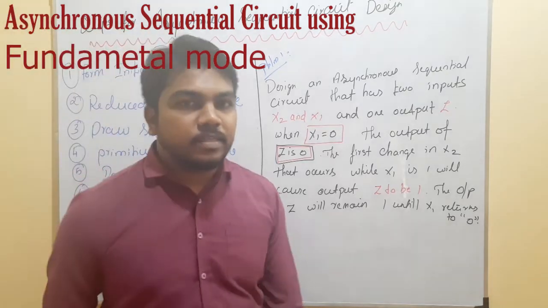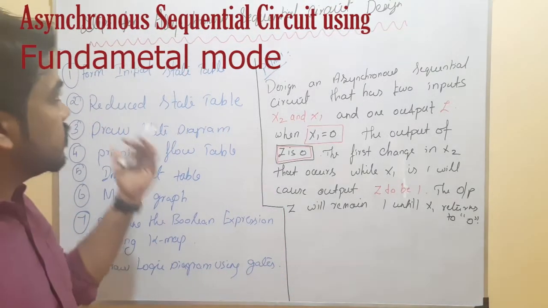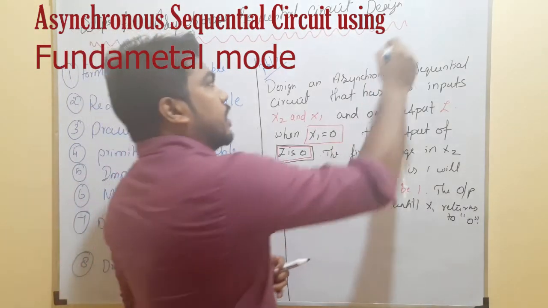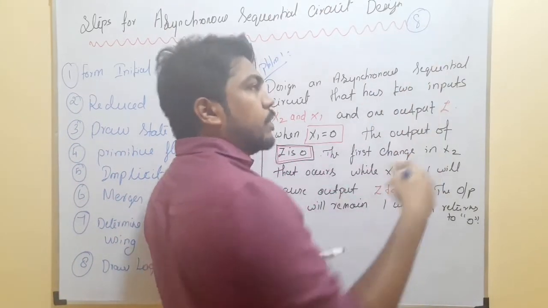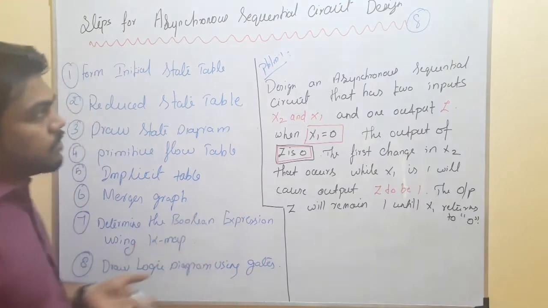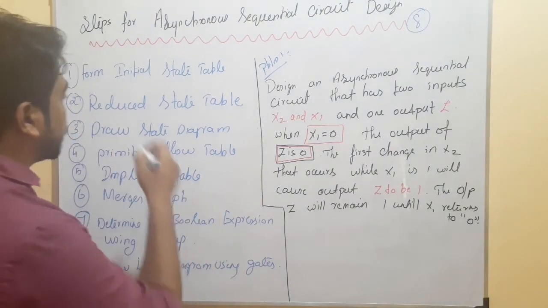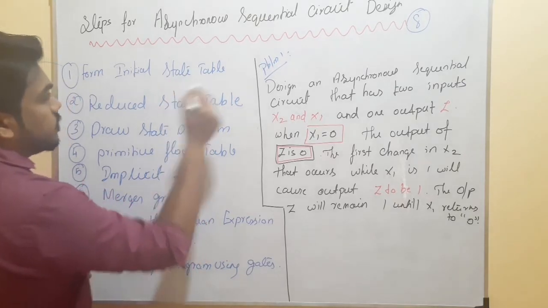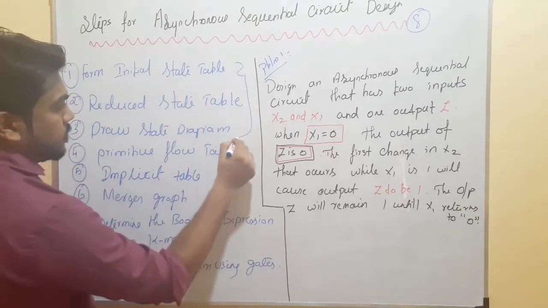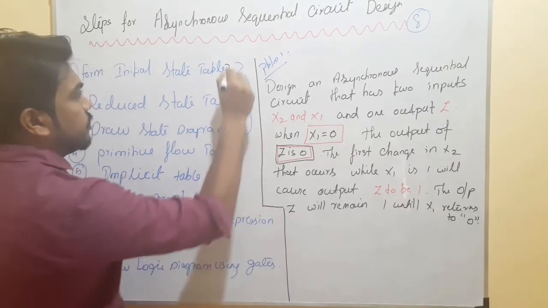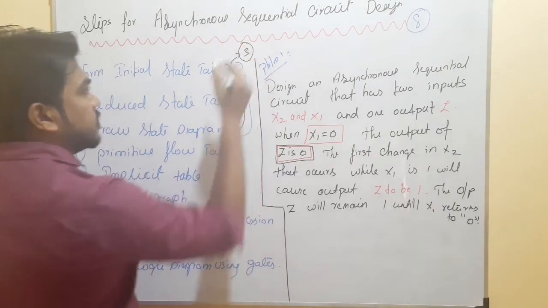So hi all, in today's class we are going to see the steps of asynchronous sequential circuit design. There are totally 8 steps in designing any asynchronous level circuit. In this particular video we will be focusing on the first 3 steps.